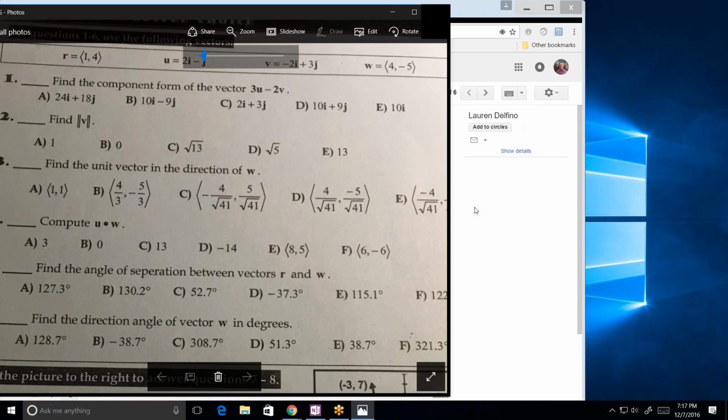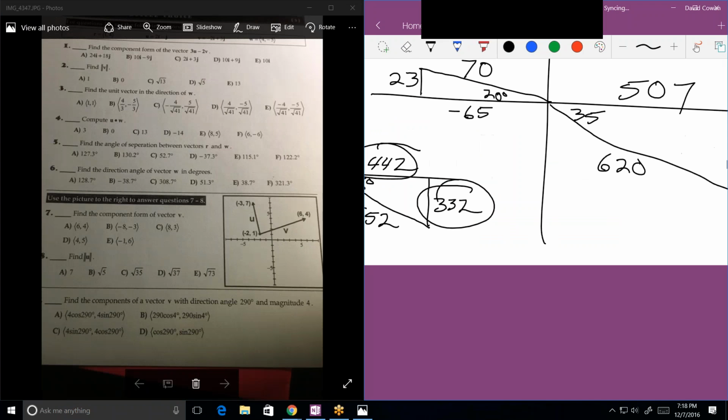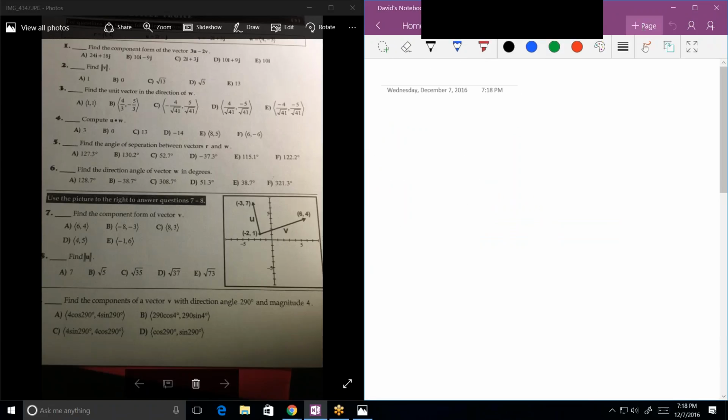No, you're fine. Component form of the vector 3u minus 2v. All I'm going to do is take their u vector, multiply both things by 3, take their v vector, multiply both things by 2, and subtract. Let me bring up my writing thing. Pretty straightforward, actually. So you just take the u and distribute the 3.